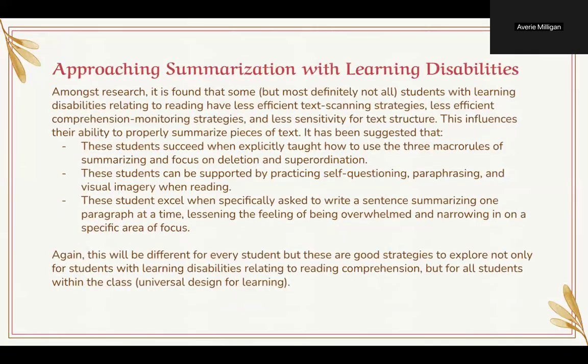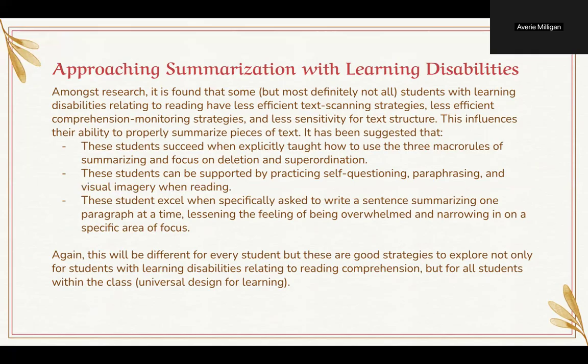So, one of my other goals was to figure out how to approach summarization with students who have learning disabilities. I did find in my research that some, but most definitely not all, students with learning disabilities relating to reading have less efficient text scanning strategies, less efficient comprehension monitoring strategies, and less sensitivity for text structure. This influences their ability to properly summarize pieces of text. It has been suggested that these students succeed when explicitly taught how to use the three macro rules of summarizing and focus on deletion and superordination.